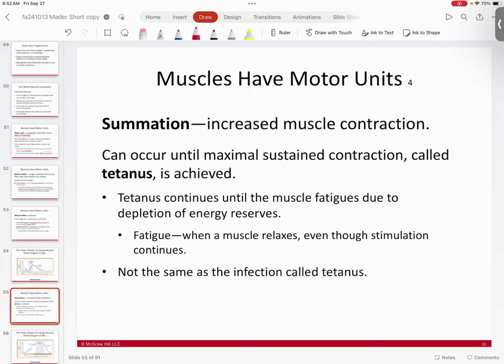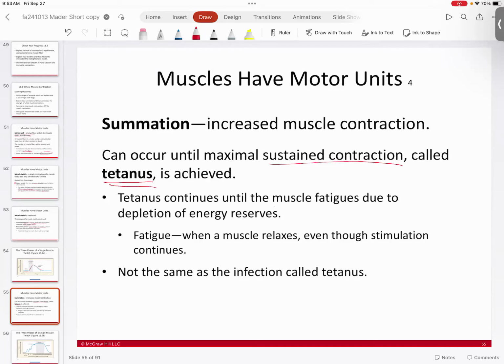Now, we have a couple of different types of twitch dynamics that we take a look at. One is called summation. This is where you have increased muscle contraction over time. You kind of increase or add to or summate your muscle contraction over time. This will give you sustained muscle contraction. Sustained muscle contraction can also be called tetanus. When it's achieved, that is contraction without relaxation. So the muscle will contract all the time, but it won't relax.